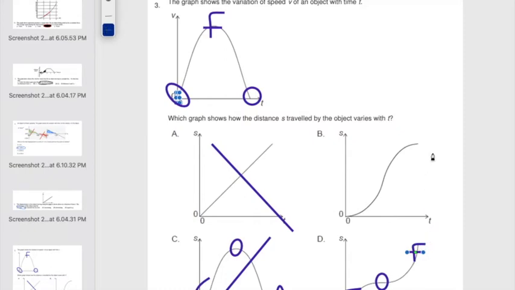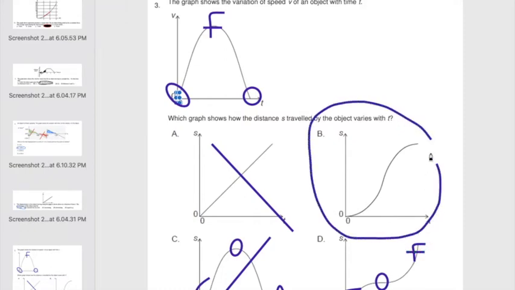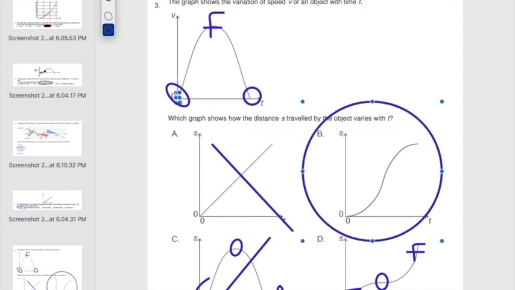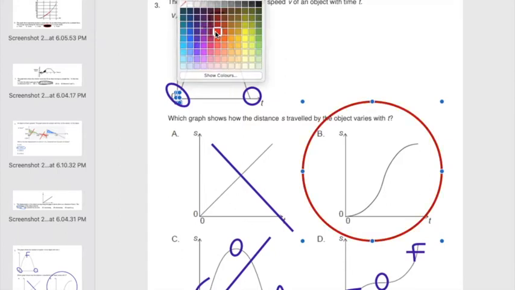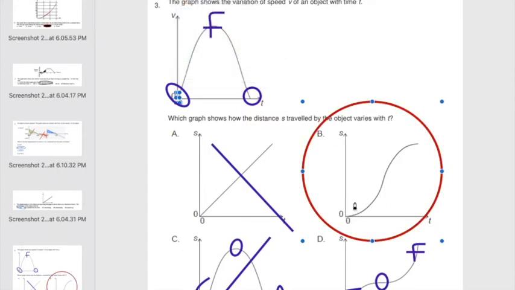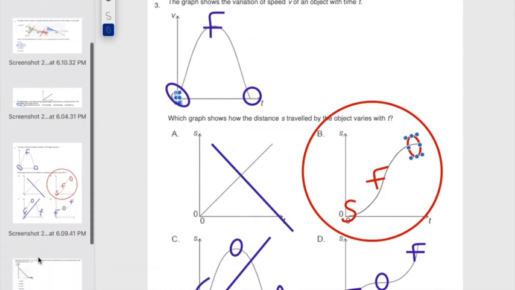And so it looks like B, by process of elimination, is going to be our choice. But to quickly analyze it, what we've got here is an object that starts going slow, and then it's going fast because of the large slope, and then it ends going slow. And that's basically what we were looking for that we identified earlier over here. And so B would be the correct answer.